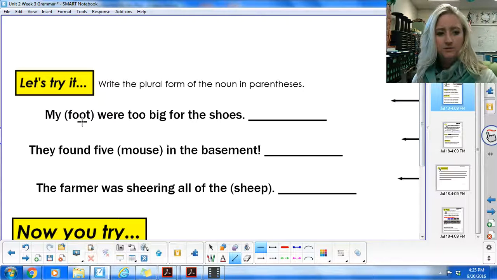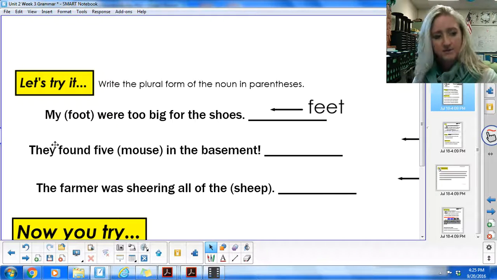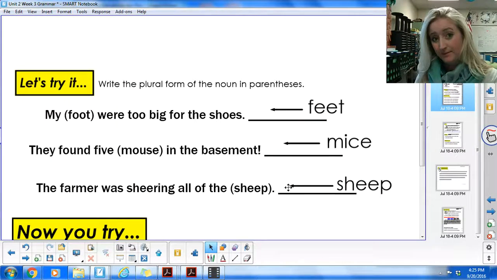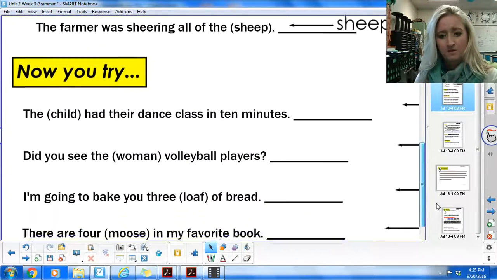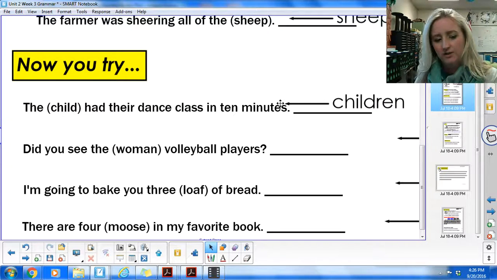My foot were too big for the shoes. So if you want foot to be plural, you need to make it feet. They found 5 mice in the basement. Or the farmer was shearing all, so there's a lot of them, but it's still just sheep, all of the sheep. Now you try one. The child had their dance class in 10 minutes, so it's their dance class. So we need not child, but children.